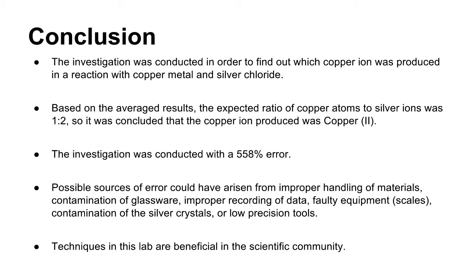The investigation was conducted in order to find out which copper ion was produced in a reaction with copper metal and silver chloride. 0.07 grams of copper metal was reacted with a silver chloride solution, which produced 1.34 grams of silver. Based on the average results, the expected ratio of copper atoms to silver ions was 1 to 2. So it was concluded that the copper ion produced was copper 2.